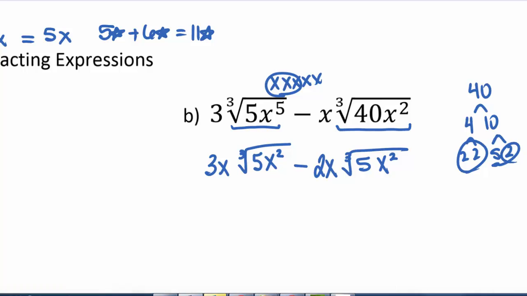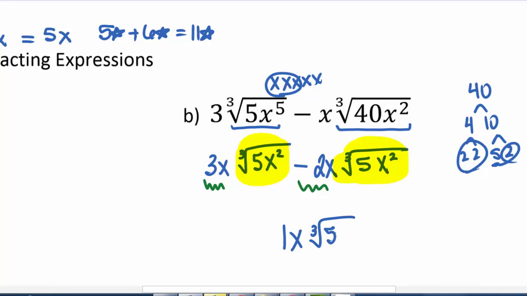Okay, so now if you look carefully, these are like terms, right? The cube root of 5x squared and the cube root of 5x squared. So let's look at what we have in the front. I have 3x minus 2x is 1x, and then I have the cube root of 5x squared, because those are like terms. Alright, you do not have to write the 1, but for the sake of it being notes, I wrote it down so you have it and you know what we did.